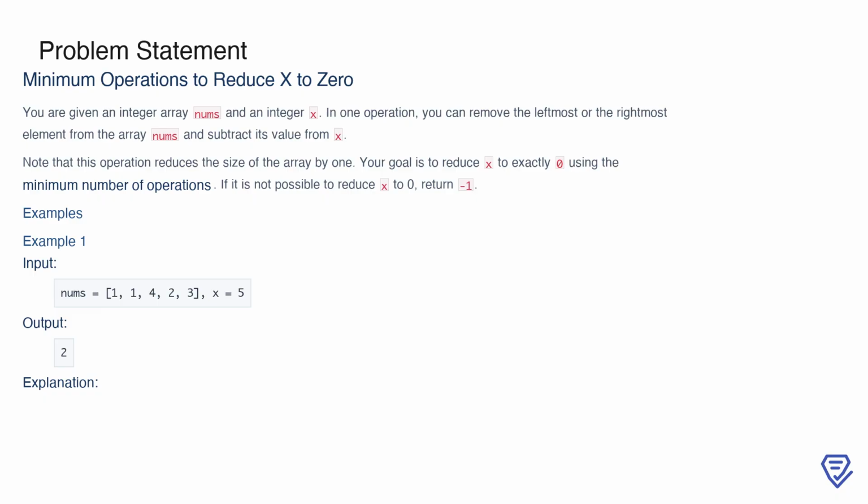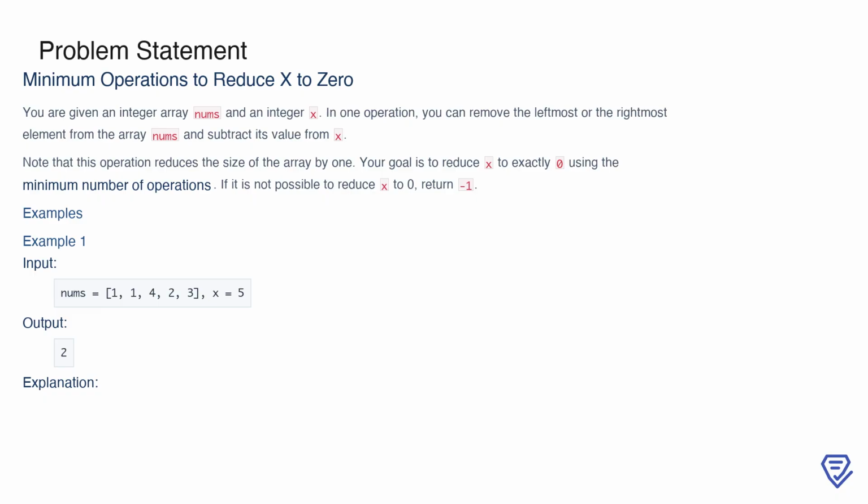The goal is to achieve this reduction of x to 0 using the minimum number of operations. If it turns out to be impossible to reduce x to exactly 0, the function should return -1. To make this more concrete, let's look at some examples.